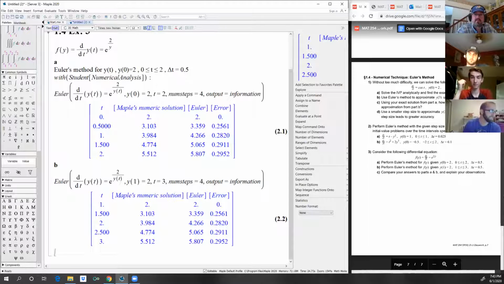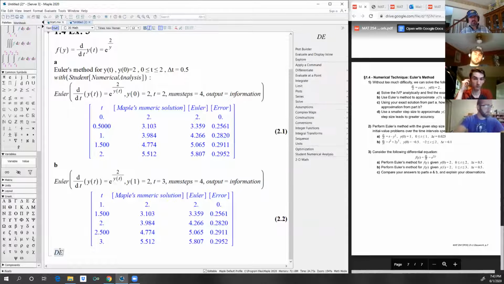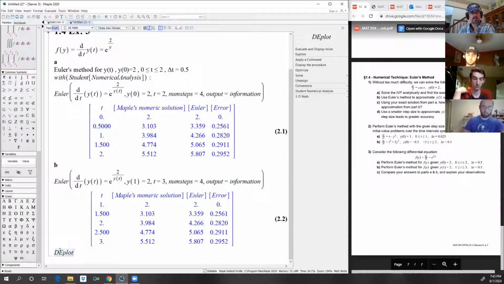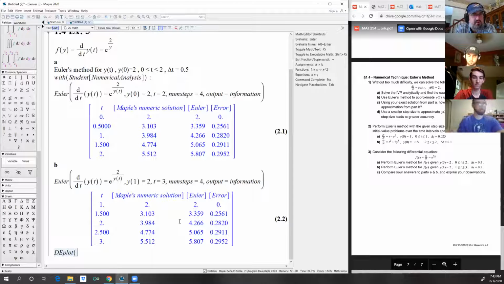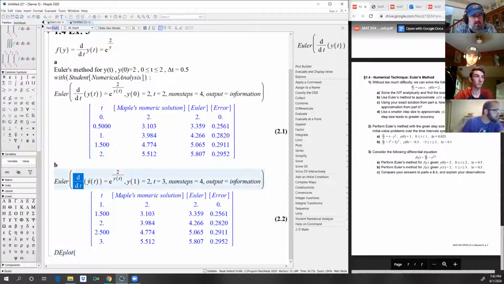So because the differential equation is autonomous, think about what this means for the DE plot. As a matter of fact, what I want you to do is go ahead and let's create a DE plot underneath here for this differential equation. And you can copy and paste the equation from up there. Just go up and grab it. There you go.